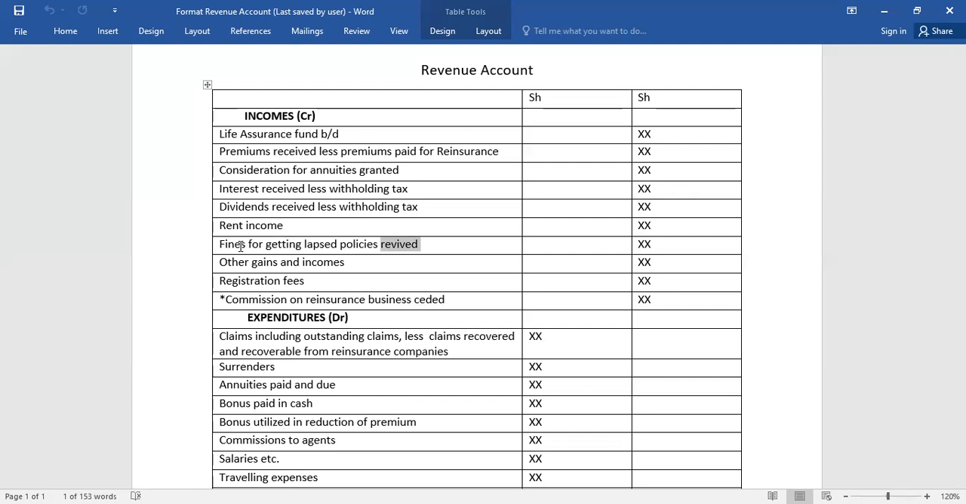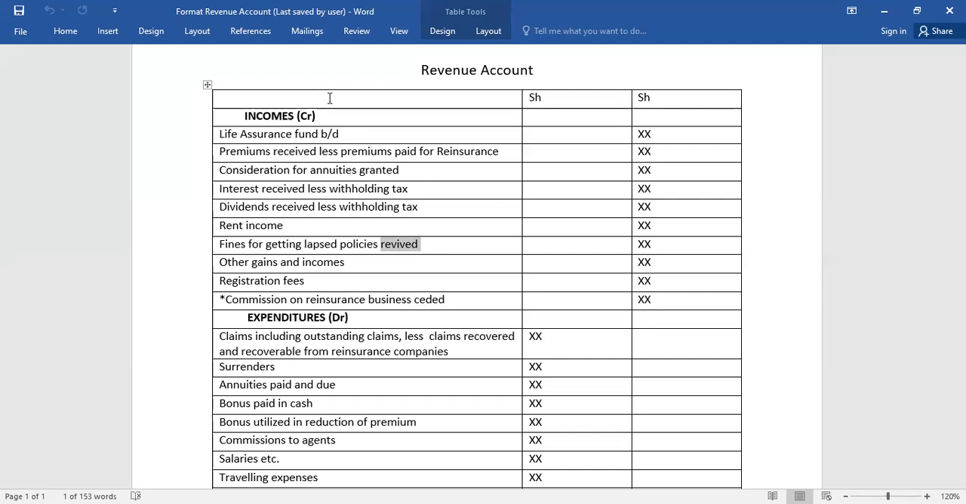That fine will be an income, of course. Then we have any other income that you are going to receive. Then there was registration fee, to avoid walk-ins, Kenyans and their behaviors. You can just decide to walk in to UAP, Old Mutual, or CIC Insurance and ask questions.